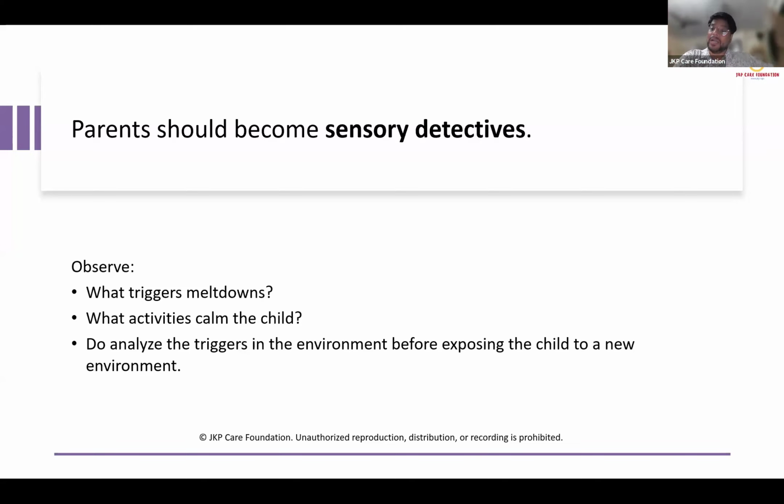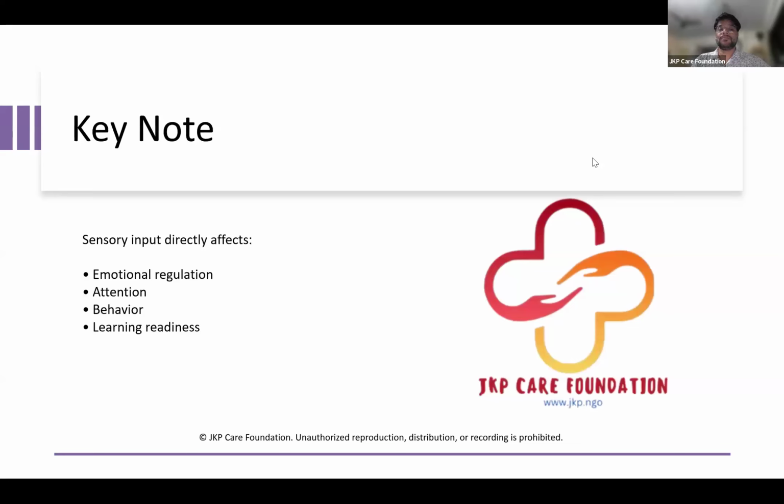You are focusing on all 8 senses and trying to detect where the lack is, where my child is struggling. Provide the support for those senses, and you will see beautiful recovery in children with autism, adults with autism. Sensory input directly affects emotional regulation, attention, behavior, and learning readiness. So it is not confined only to daily activities; it also affects learning readiness, behavior, attention, and emotions. It is the most important aspect of a child with autism spectrum.